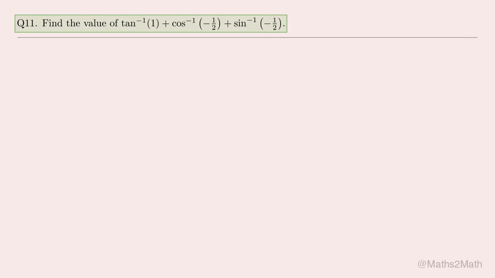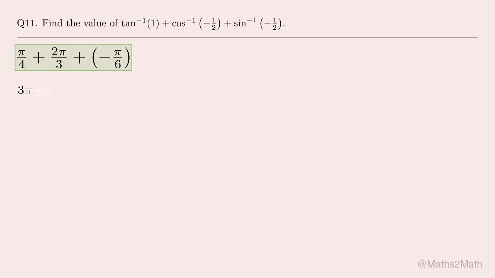Question 11. A sum of 3 inverse values. We know each piece already from the earlier questions. Tan inverse of 1 is pi by 4. Cosine inverse of -1/2 from question 5 is 2 pi by 3, and sine inverse of -1/2 from question 1 is minus pi by 6. Put everything over 12. 3/12 plus 8/12 minus 2/12 of pi gives 9/12. That is 3 pi by 4.